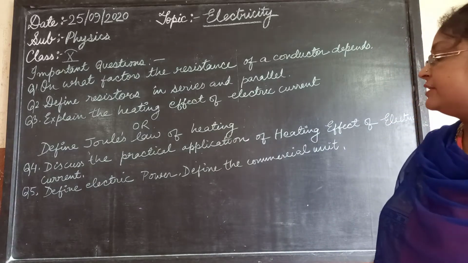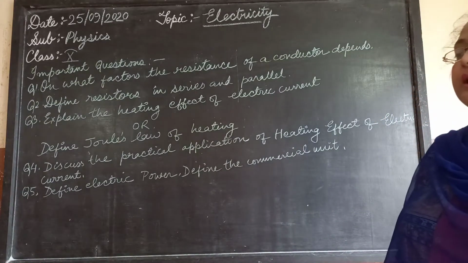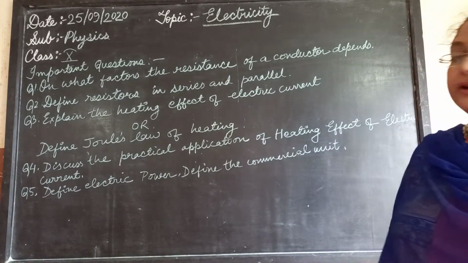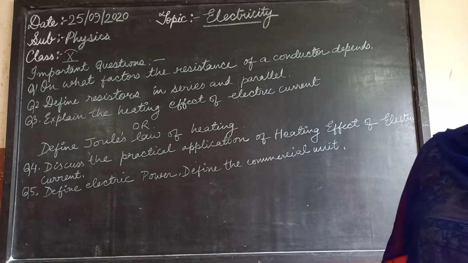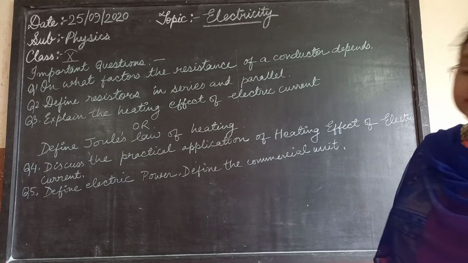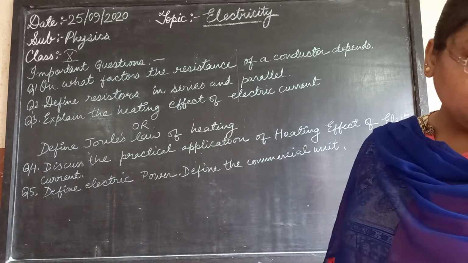Now define electric power, define the commercial unit. Electric power is defined by V is equal to IR, P is equal to VI, and this will be equal to I square R, which will be equal to V square upon R. So in this particular thing we need to know about the commercial unit also, explain the commercial unit as well. So these are the questions.